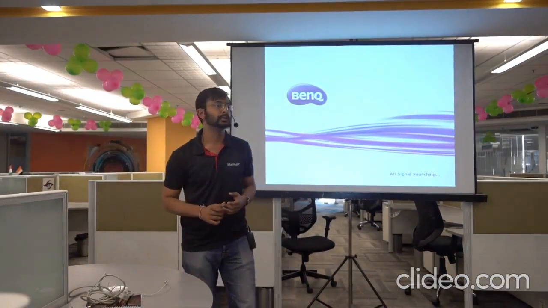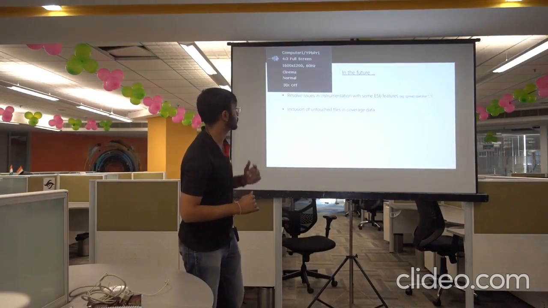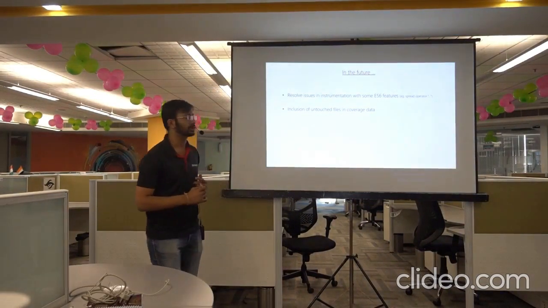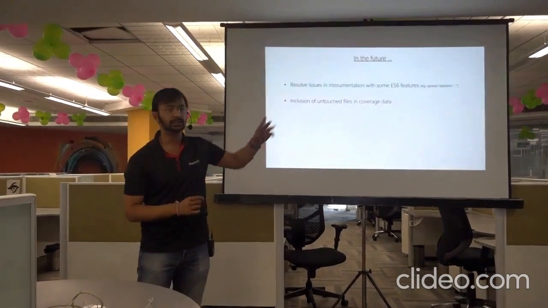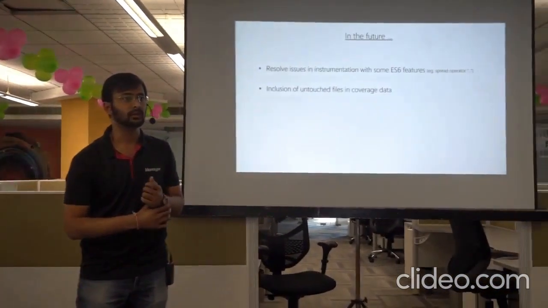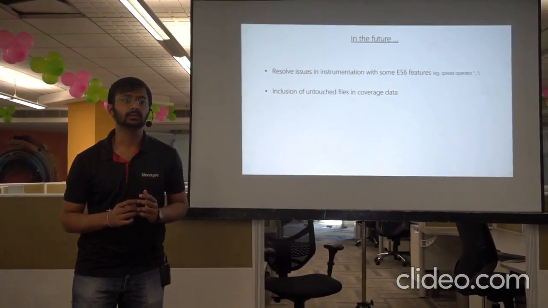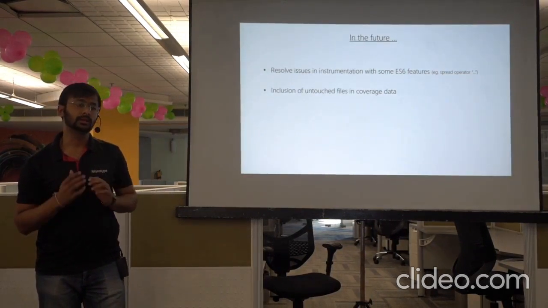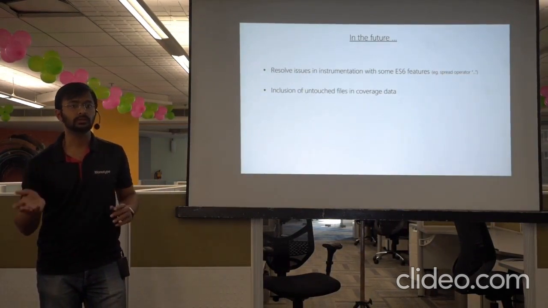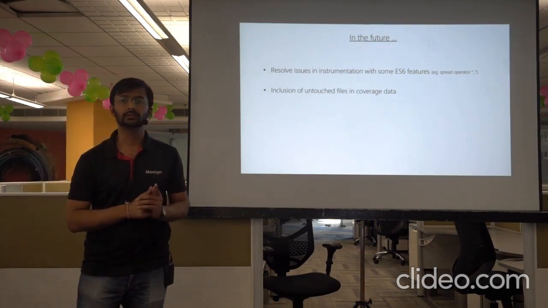Now, the things we were not able to achieve. The first thing was resolving issues in instrumentation with some ES6 features. There is the spread operator, which is actually three dots, used with React.js or similar. Istanbul is not able to parse files containing such operators, so it does not parse the file, it copies it as it is into the inst folder. This is for the UI side.